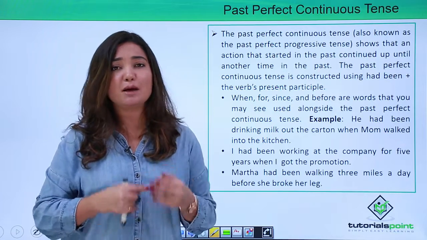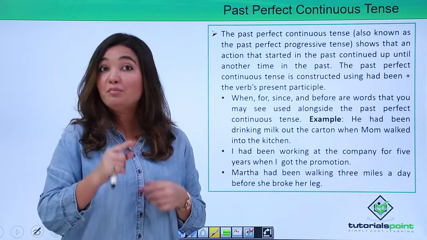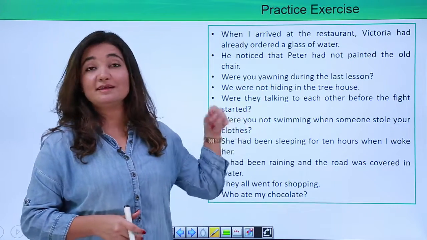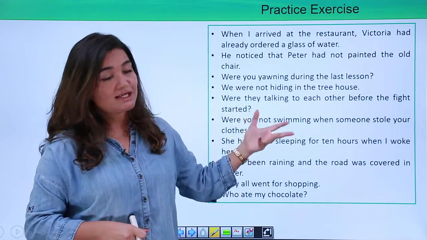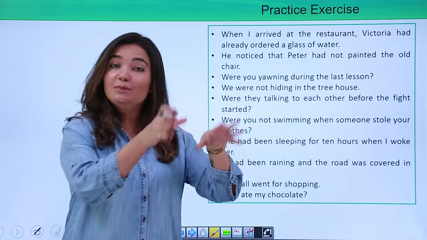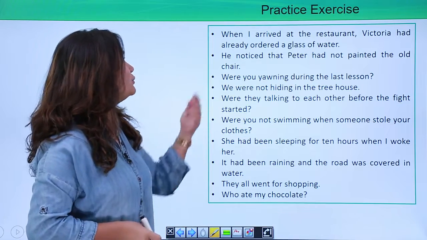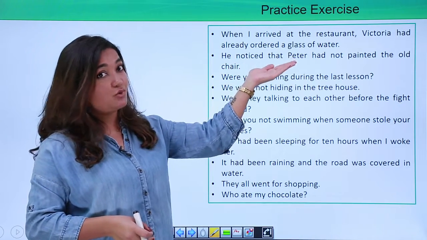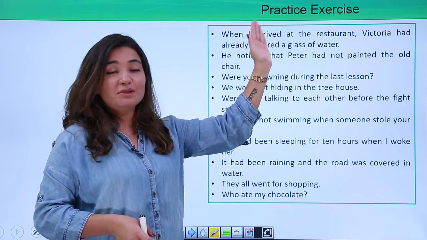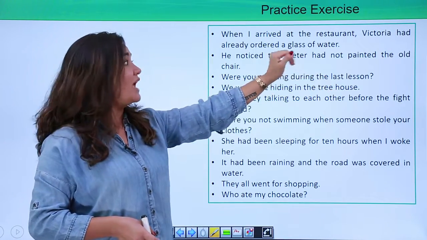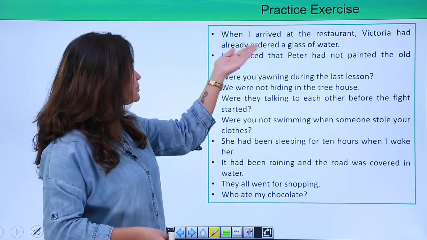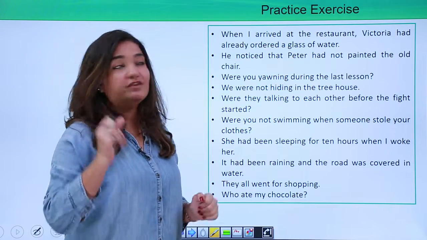So now let us apply whatever we've just studied and practice an exercise. Okay, so here in these sentences, let us gauge which type of past tense each one refers to. When I arrived at the restaurant, Victoria had already ordered a glass of water. So something that started in the past, right, and ended also in the past, though interrupted by some other work. So here, had ordered is the perfect form of the past tense.